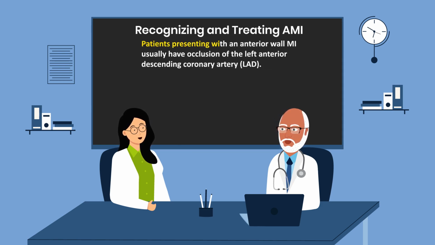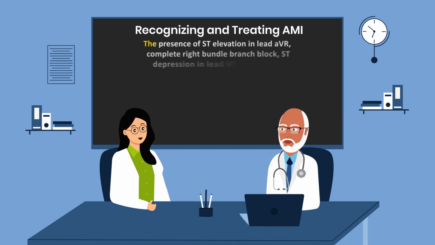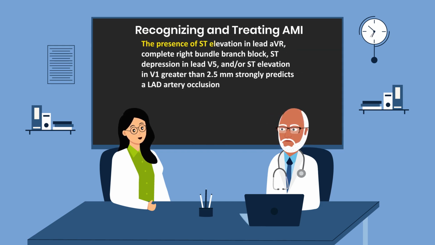Patients presenting with an anterior wall MI usually have occlusion of the left anterior descending coronary. The presence of ST elevation in lead AVR, complete right bundle branch block, ST depression in lead V5 and/or ST elevation in V1 greater than 2.5 millimeter strongly predicts a lateral left anterior descending artery occlusion.